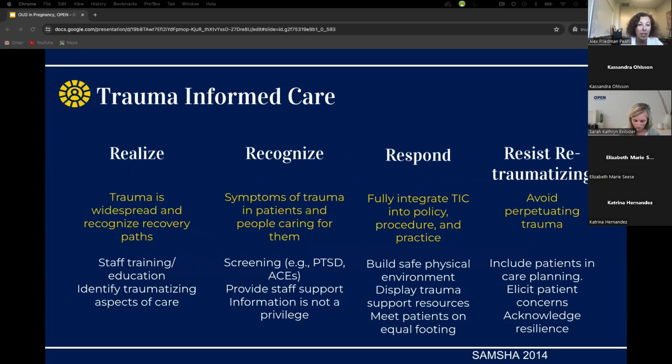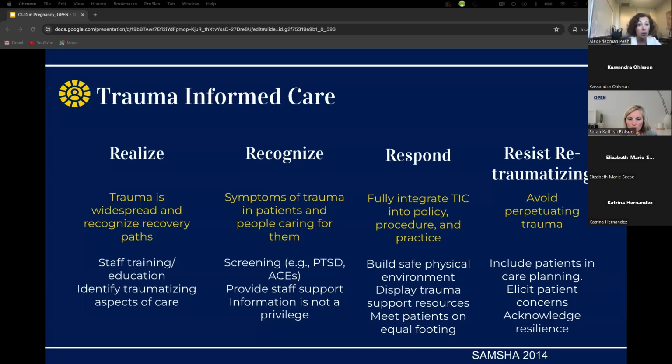Recognizing trauma in individuals, both your patients and your employees or the members of the healthcare team, using screening in a formalized way for patients, providing staff support, and also understanding that information is not a privilege, that patients and our team members may not be ready to share that traumatic experience with us, but that we can be available when they're ready to share.